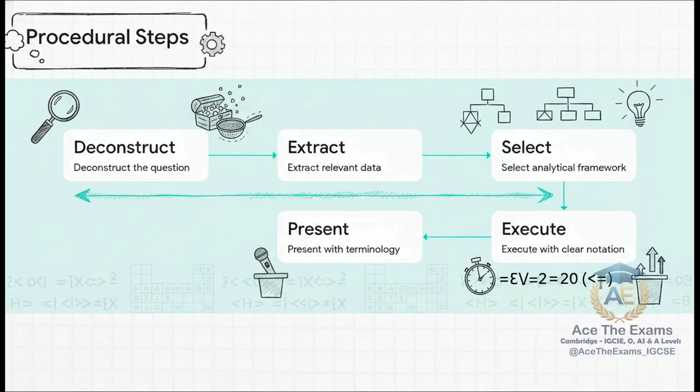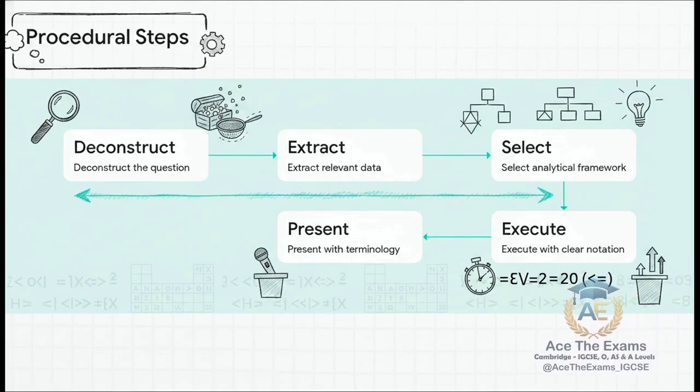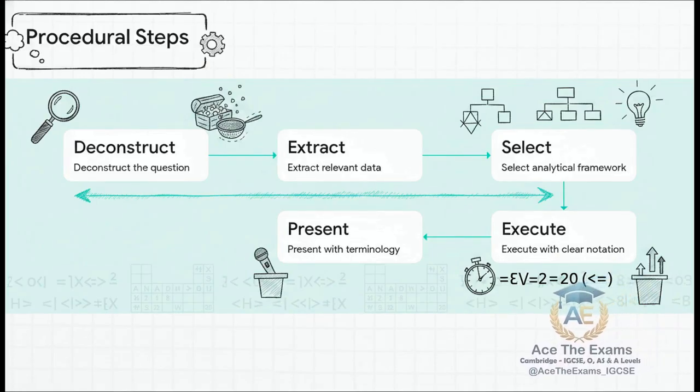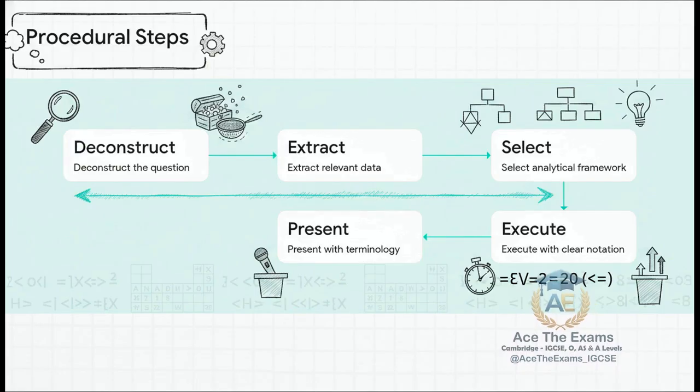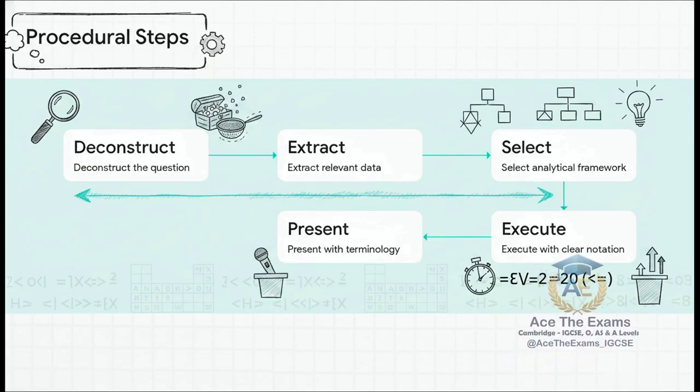Step 1. Deconstruct the question. Underline the command words. Are they asking you to evaluate, describe, or construct? Step 2. Extract the relevant data. Pull out the exact number of inputs and the specific logic expressions. Step 3. Select your analytical framework. This is where you might apply our PEEL method to structure a written response.